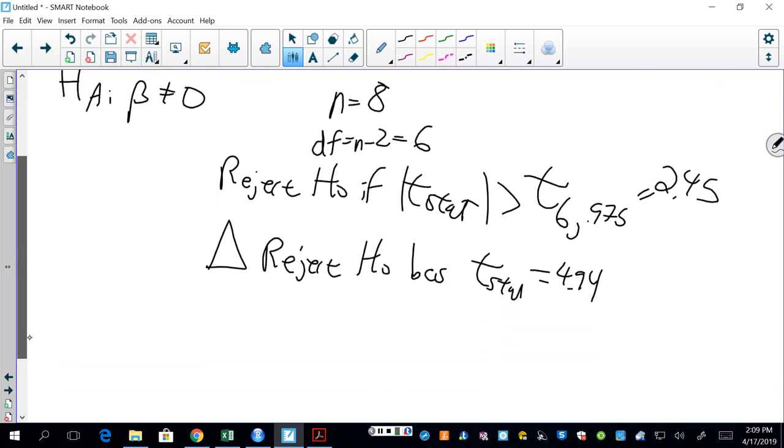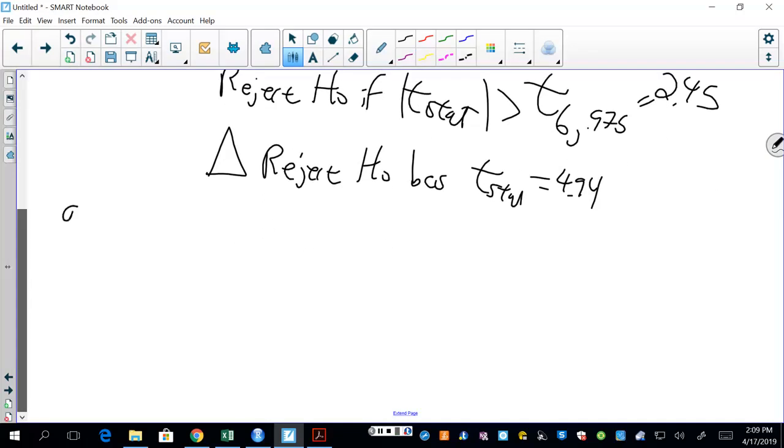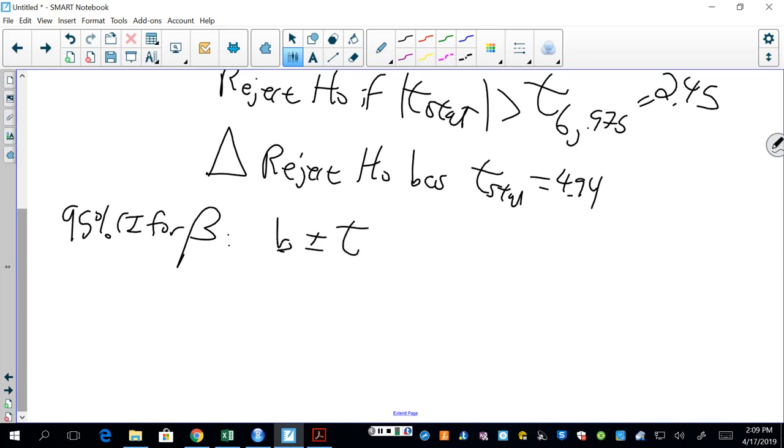Sometimes you want to do a 95% confidence interval for the slope, right? Where are the likely values of the slope? It's the estimate plus or minus our t-value, the degrees of freedom, and then 0.975 times the standard error. So a lot of the confidence intervals I try to represent as estimate plus or minus a distribution value times standard error. This fits the same pattern.